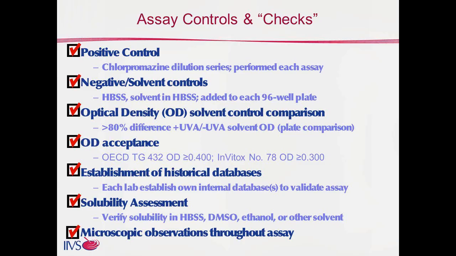The signals at the end of our assay should be robust yet sensitive enough to be able to capture a range of responses. The OECD test guideline outlines an acceptance criteria of 0.4 or greater, and in VITOX 0.3 or greater for the optical density signal.